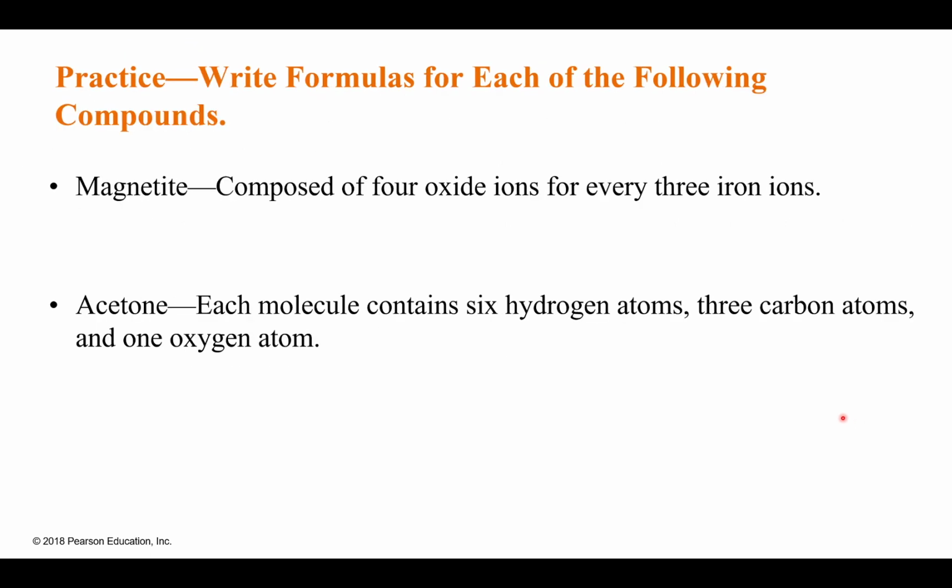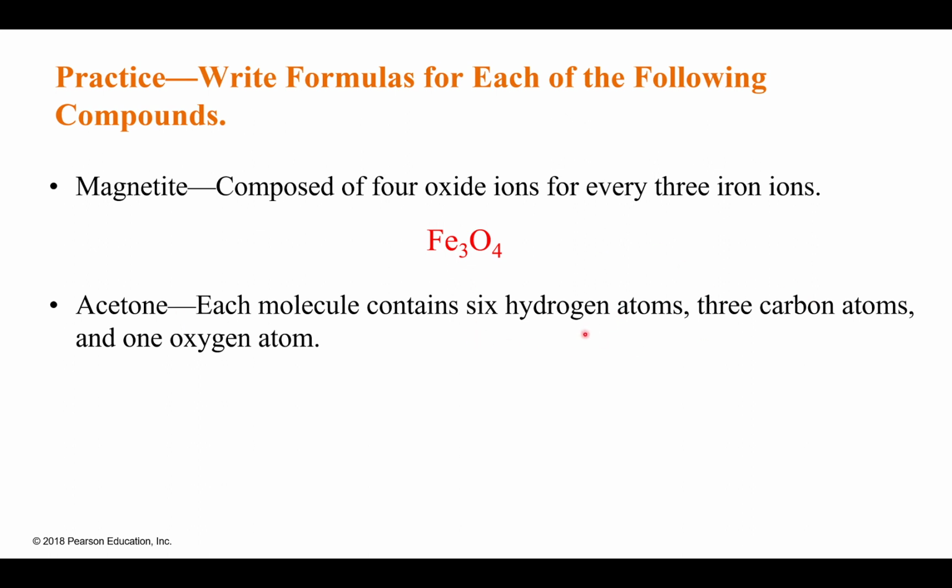All right, let's take a look at some practice. Go ahead and pause the video and see if you can answer these based on what we just learned. Then come back and check your answer. This one says I have 4 oxide ions, that's oxygen ions, and 3 iron ions. Iron is a metal, so it should go first. That would be our formula, Fe3O4.